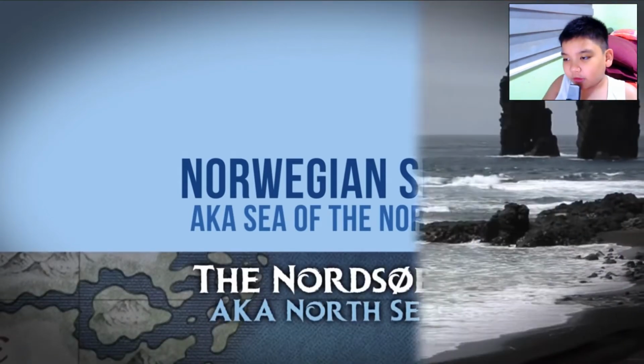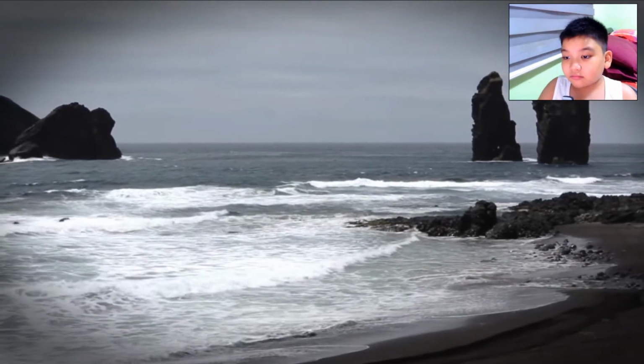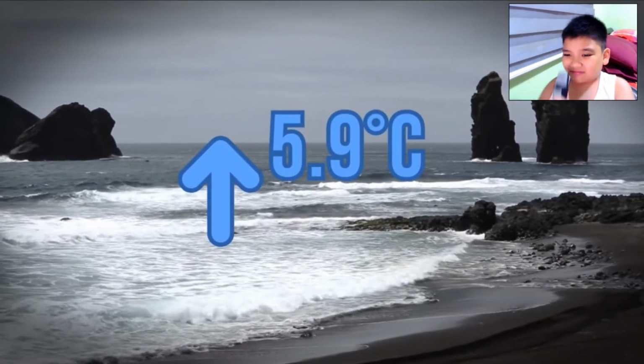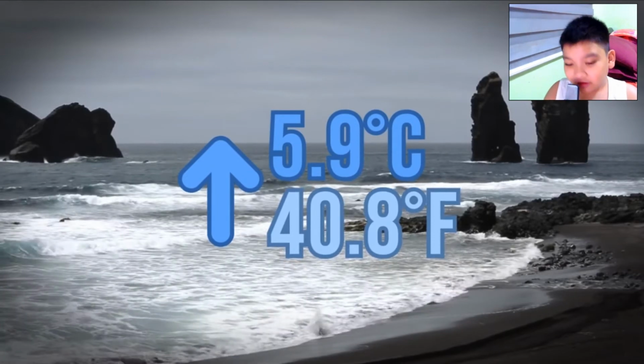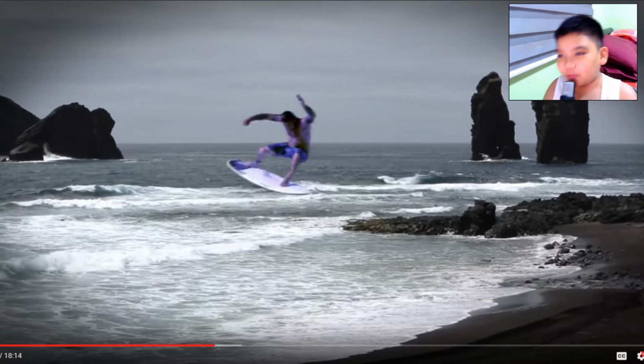A bit of research will tell you that the Norwegian Sea, especially the areas close to the coastline that we're dealing with, all max out at about 5.9 degrees Celsius, or 40.8 degrees Fahrenheit, which is not exactly prime surfing temperature. That is very, very cold.